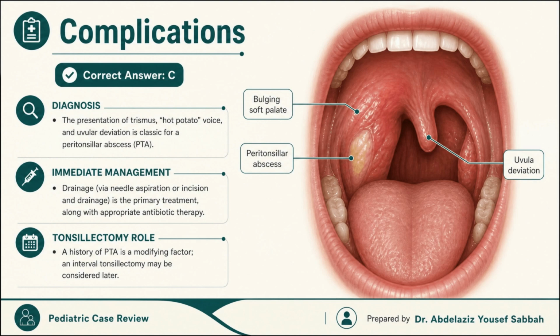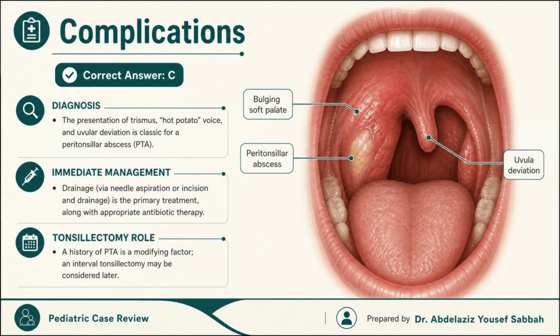This patient has a classic peritonsillar abscess, indicated by the trismus, hot potato voice, and uvular deviation. The immediate treatment is drainage of the abscess, usually performed by an ENT specialist or in the ED, followed by antibiotics. While a history of PTA is a modifying factor that might lead to an interval tonsillectomy later, an immediate quinsy tonsillectomy is rarely performed due to increased bleeding risk and difficulty.